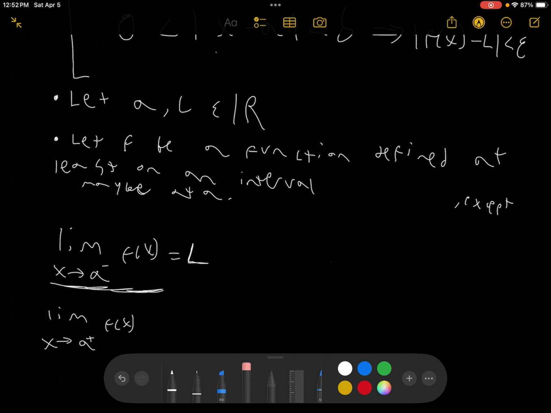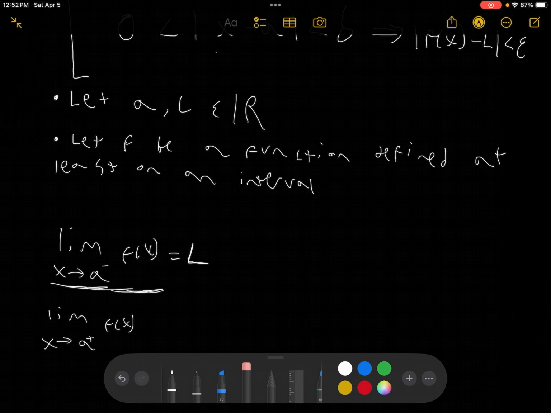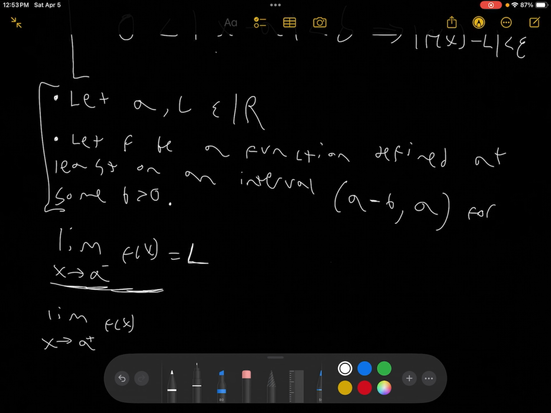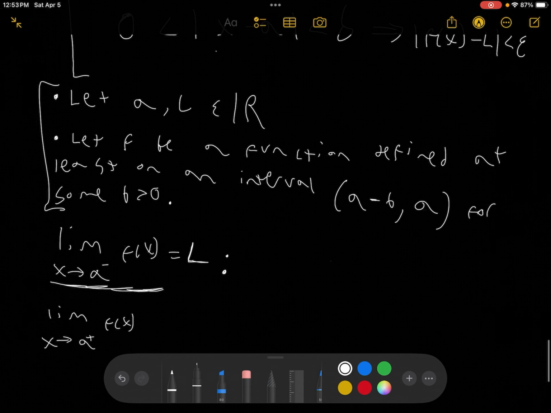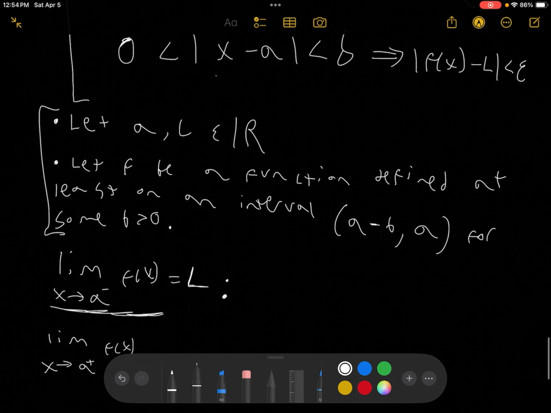So the way we can notate this is that f is a function defined on an interval a minus some variable, I'm going to call it b, to a. And then we have to define what b is, and b is just any positive number. So these are our new assumptions, and if we write out our new definition, we're going to start out with the same.